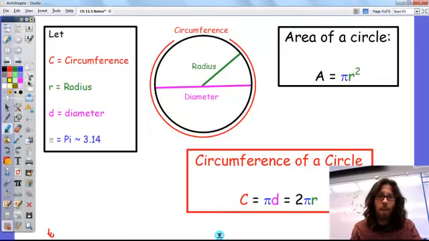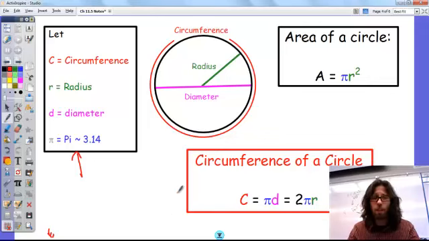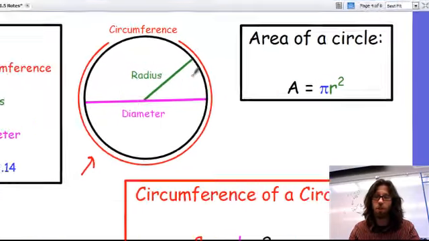All right, and now moving along, just some definitions and then some formulas. So I have all of the notation over here. C is circumference, R is radius, D is diameter, and pi is this Greek letter that's actually called pi. And they're obviously labeled here as well. And we see again that the circumference is just the distance all the way around our circle.